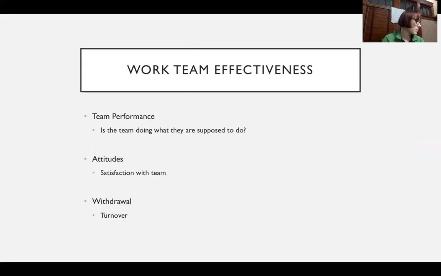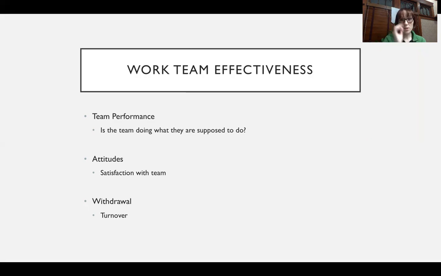Okay, so before we get to those things, I do want to talk then about work team effectiveness. So here with work team effectiveness, we can look at the impact then of team decision making on whether the teams are performing well. So we can look at various different outcomes. We can look at team performance. So is the team doing what they are supposed to do? Are they performing the tasks that are expected of them?